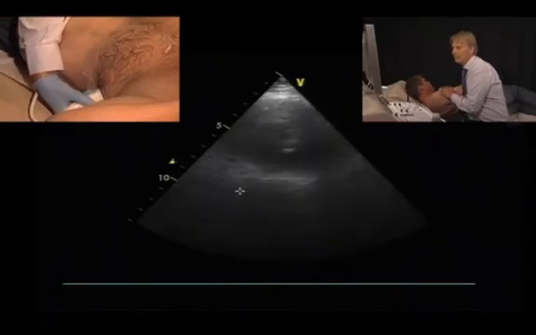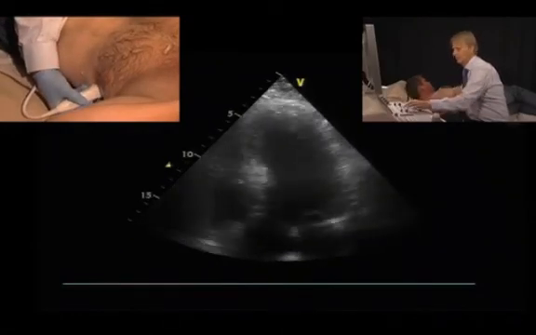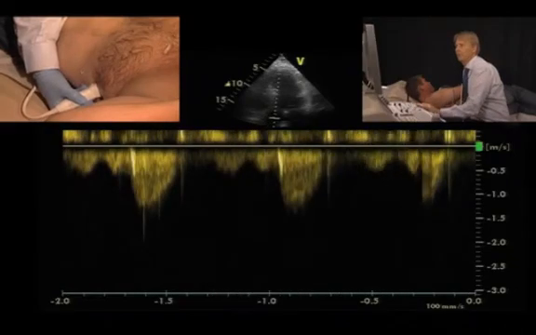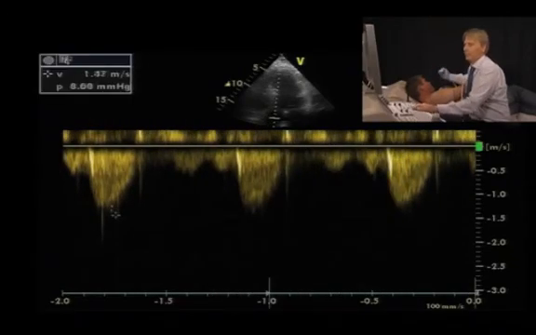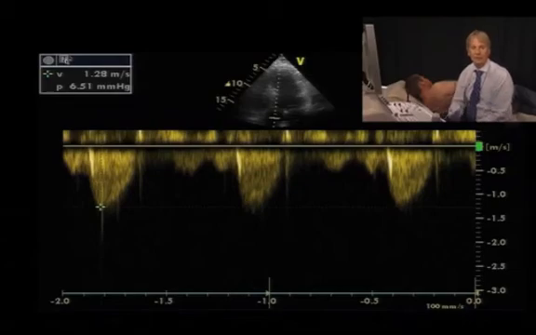And let's take a look if the patient has a gradient. So this is the continuous wave Doppler. And normal LVOT velocity, no gradient, because the septum had been reduced by alcohol ablation.